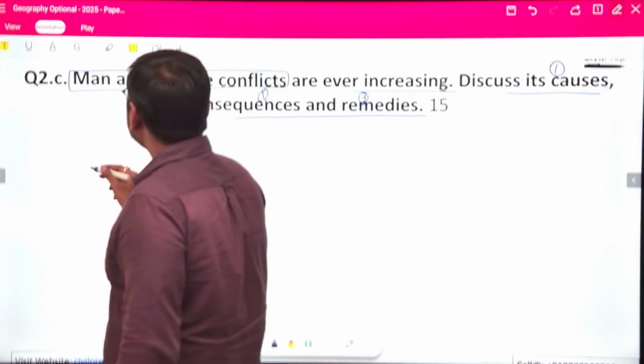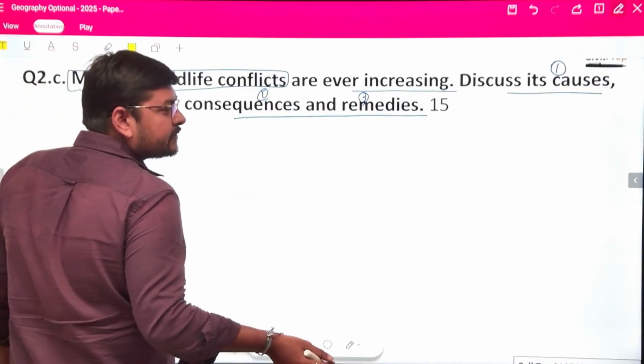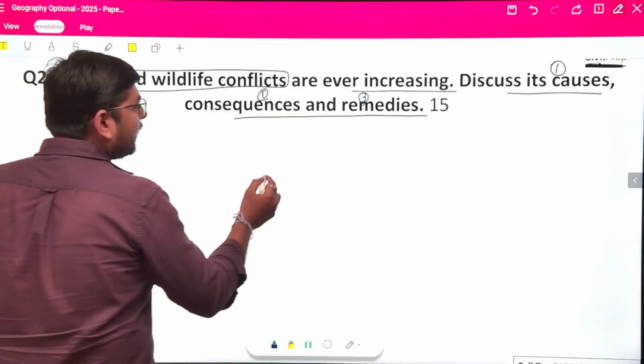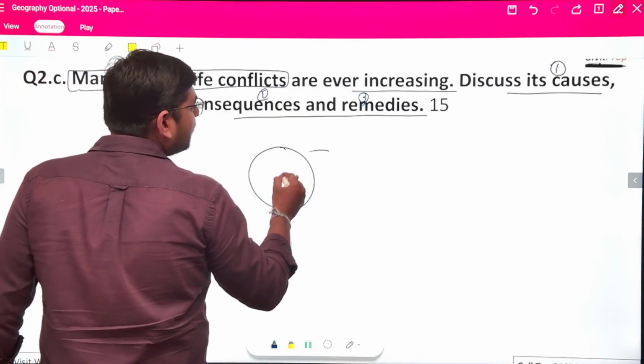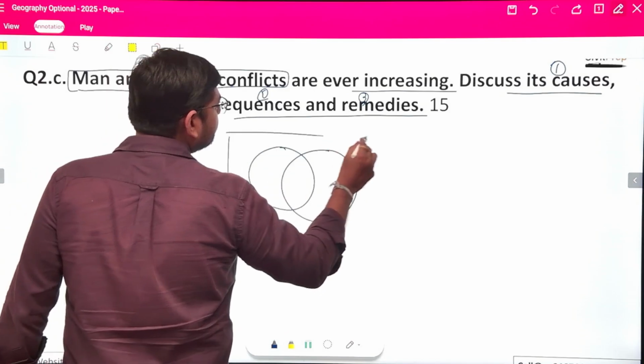Okay. So one thing we see here is that the human beings as well as the wildlife, both of them are part of the biosphere.